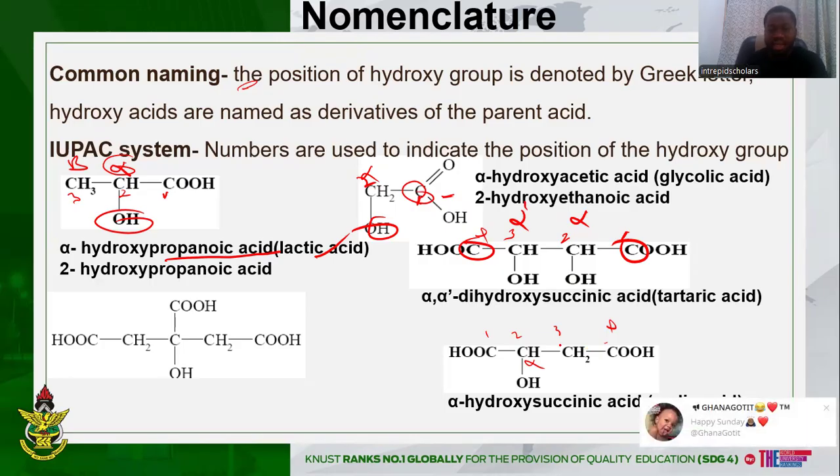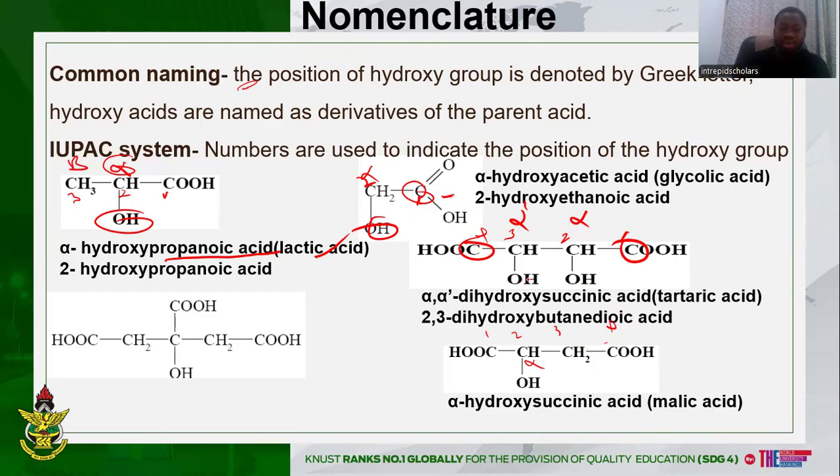Butane dioic acid. And so what we have here, if you are looking at it in essence, instead of the alpha, we'll have 2,3-dihydroxy butane dioic acid, right? So that's what we have here. Now, this particular one is still butane dioic acid, and we'll have just 2, so 2-hydroxy butane dioic acid. That can be difficult.